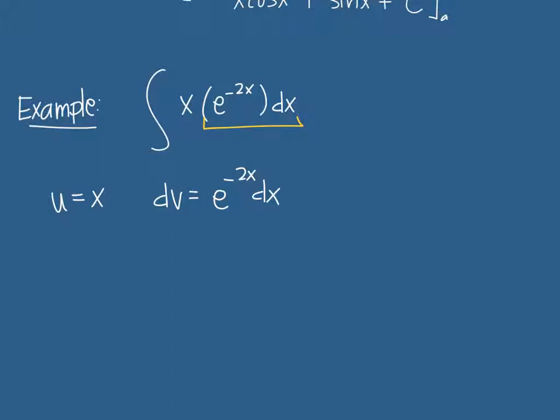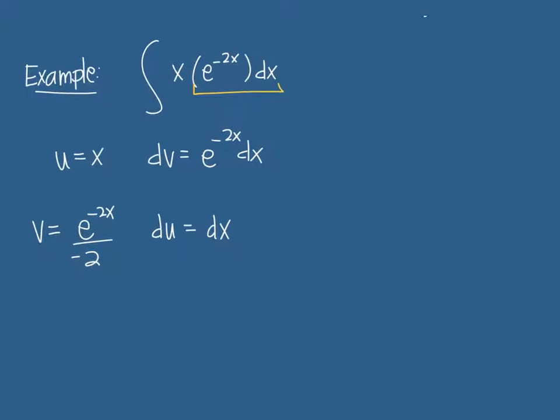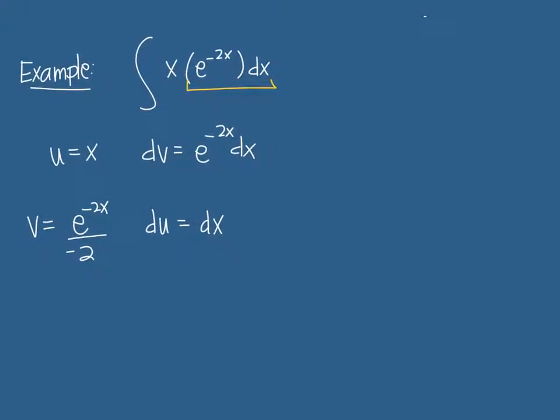Which means now I should be able to figure out what v is. So v is the antiderivative of e to the negative 2x dx, which is e to the negative 2x over negative 2. And then du is simply dx again. All right, so then we're ready to proceed once we have our four parts.